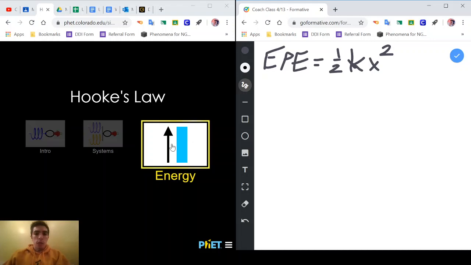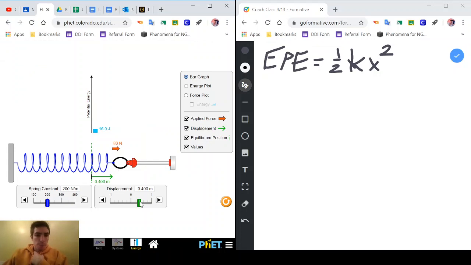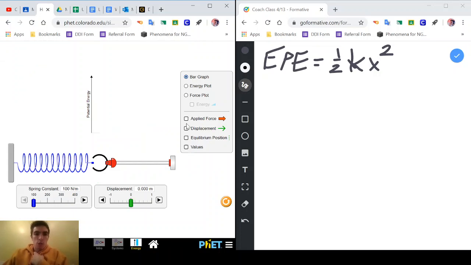So in our simulation, I'm going to come over here first. We're still in the Hooke's Law simulation, and I'm going to go back into our energy simulation, the same one that you guys used on Thursday. And let's reset this just as a reminder. It's important to click all of these boxes over on the right side. It just gives us as much information as possible, and especially these values. That way it saves some of the calculations that we have to do.